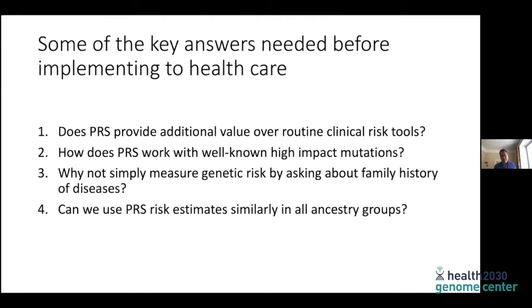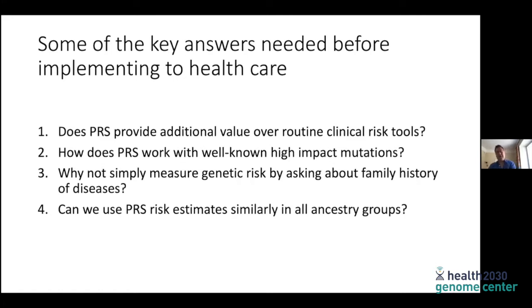The first immediate question is that for many diseases we already have routine clinical risk tools. So how much additional value does the polygenic risk score provide, or does it? Is this type of risk actually already captured when we measure our cholesterol levels or other biomarkers or blood pressure levels? Second question, for many diseases we know and routinely test high impact mutations. So if we align these together in diseases such as breast cancer, how do they align with each other? Does the PRS capture the same mutations, or is it additional information?